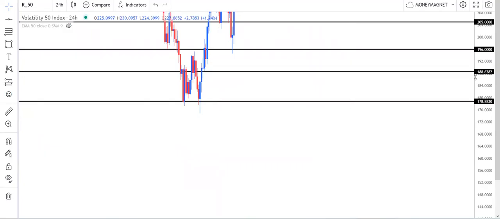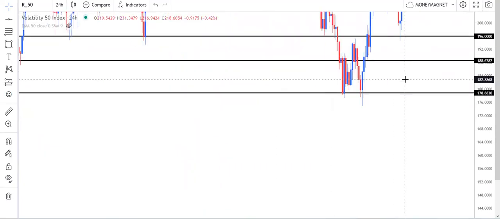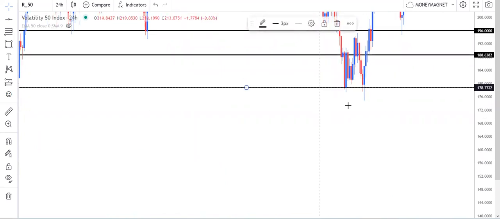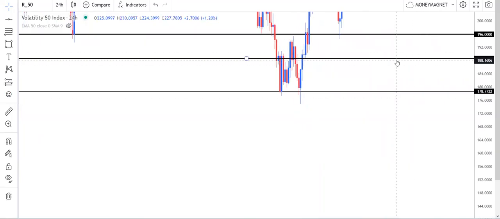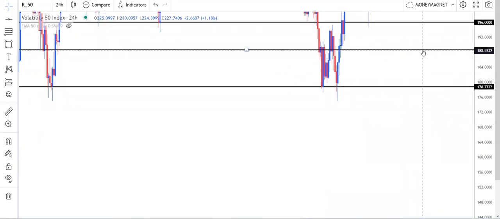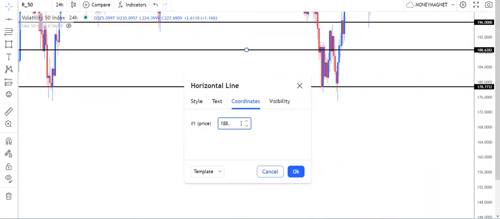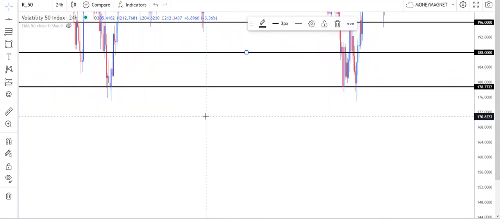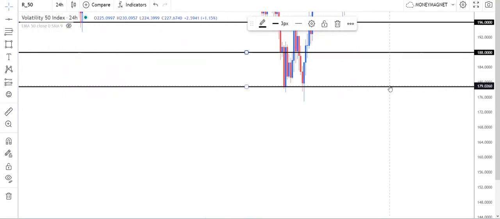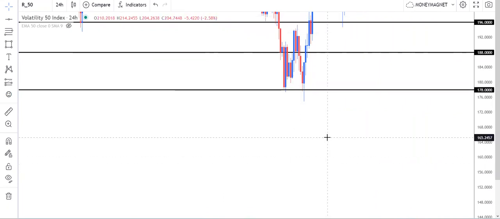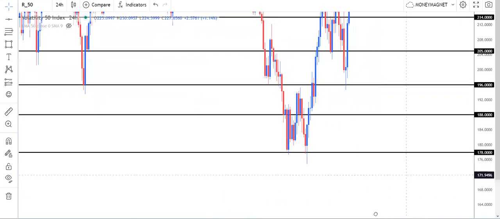Okay, cool. And then for this level right here, let's bring this back. For this level right here, what do we have? 188. Yeah, let's see 188. Okay, cool. I'll leave it at that. And then the last but not the least, 178. Let's make this 178. All right. Yeah, that looks cool.